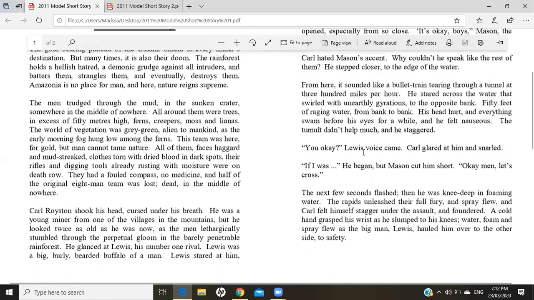So, you okay? Lewis' voice came. Carl glared at him and snarled. If I was... He began, but Mason cut him short.